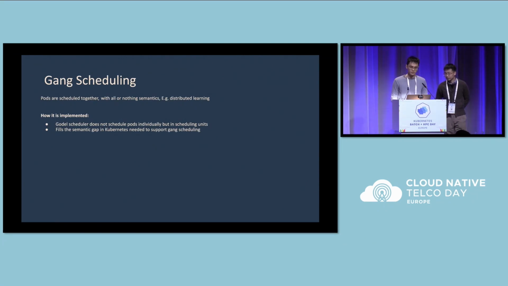The first feature, and I think a very common requirement for batch processing schedulers, is gang scheduling. In gang scheduling, in the context of Godot, all pods within a single gang are scheduled together with all or nothing semantics. This is important for scenarios like distributed learning, where the absence of a pod running the parameter server would block the progress of the whole job. Godot supports this by not scheduling pods individually, but in scheduling units, like I mentioned previously. This fills the semantic gap needed to support gang scheduling in Kubernetes, and the binder will take the necessary actions to ensure that all pods get bound together.